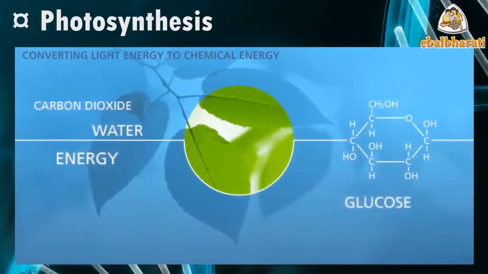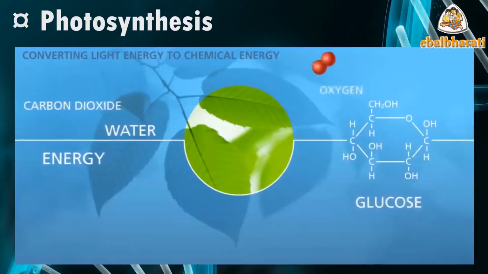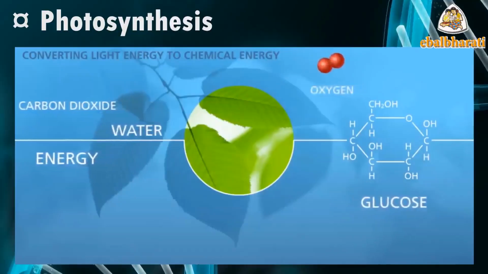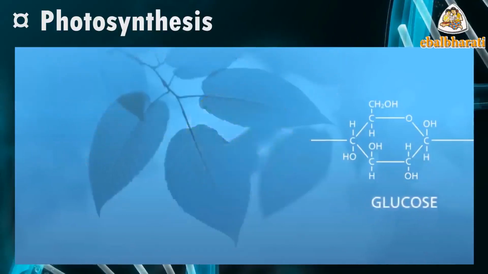Basically, it is the synthesis of carbohydrates, that is glucose, from inorganic materials like CO2 and H2O with the help of solar energy trapped by pigments like chlorophyll.